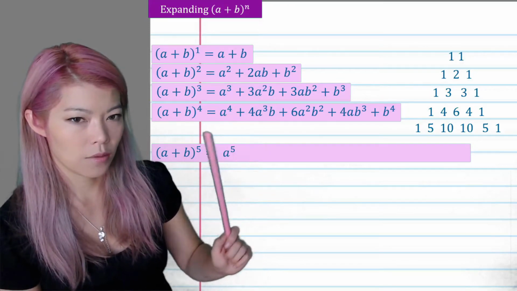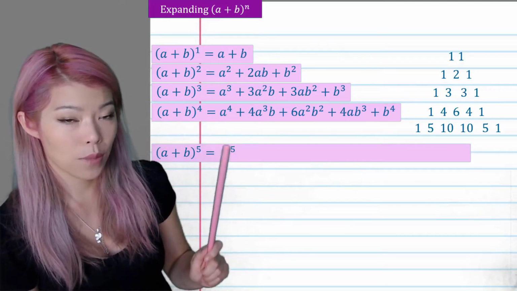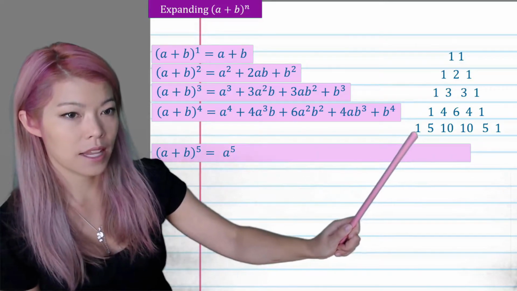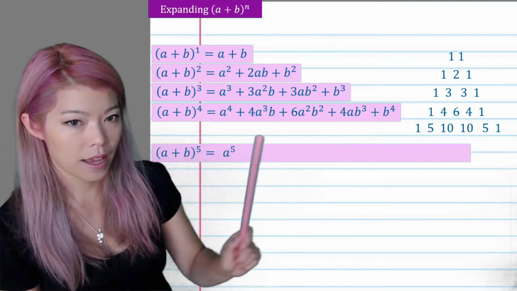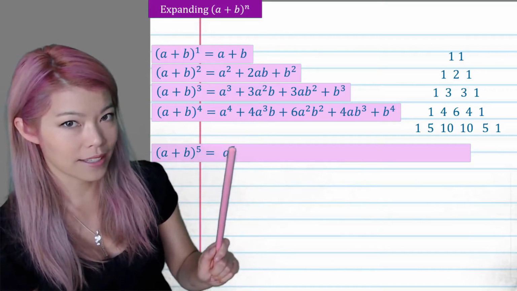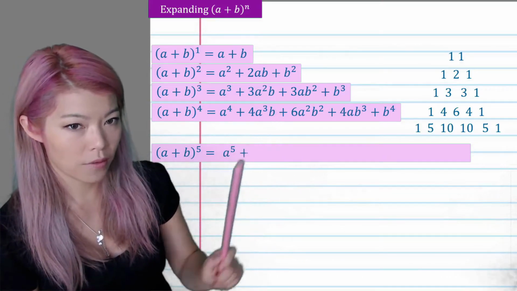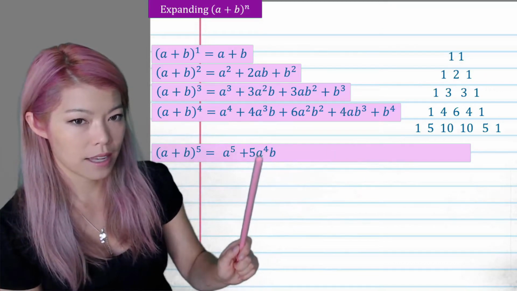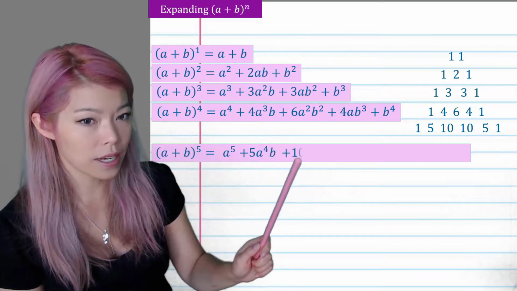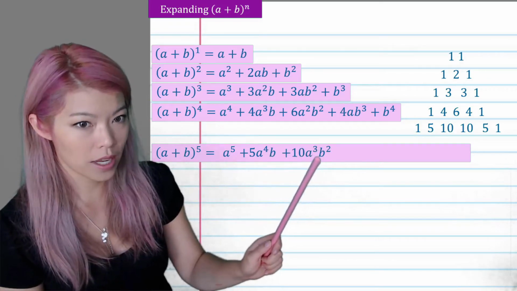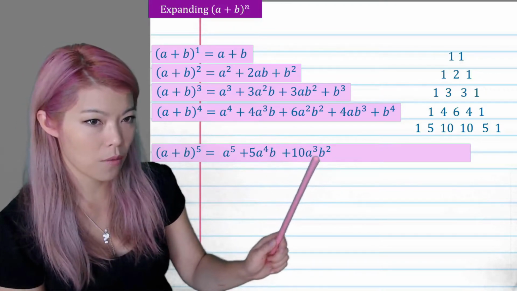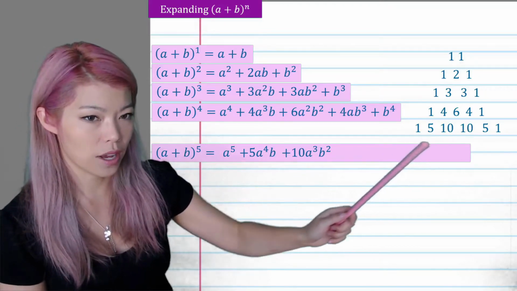And then we can write out our highest power of a. So a to the 5 will be having coefficient 1. The next thing will be plus 5, a to the power of 1 less than that, 4, and then we start writing b. Then the next one will be 10, and then this time a to the power of 3, and b will be squared. So the power of b is going up by 1, the power of a is going down by 1, and the coefficient is right there.